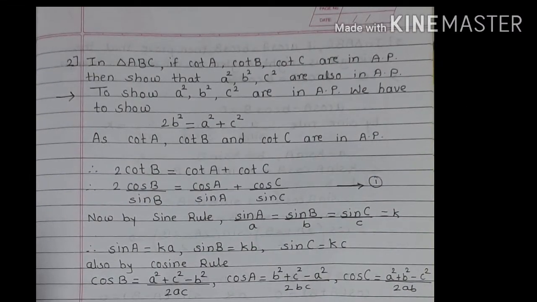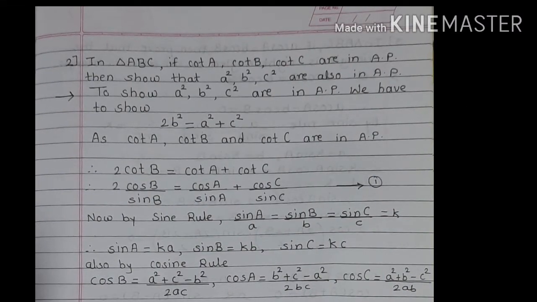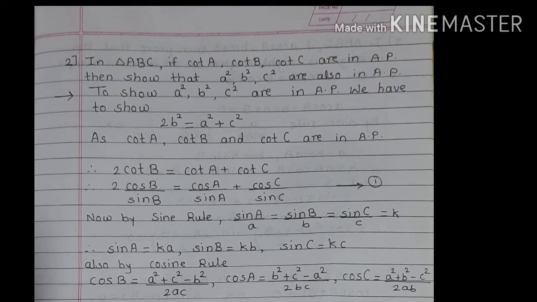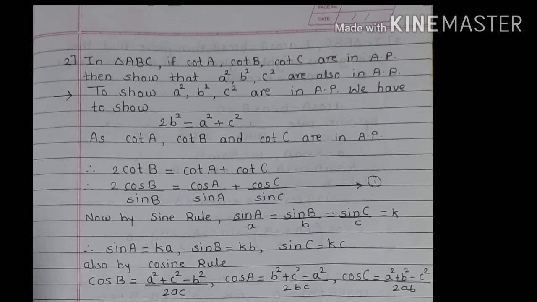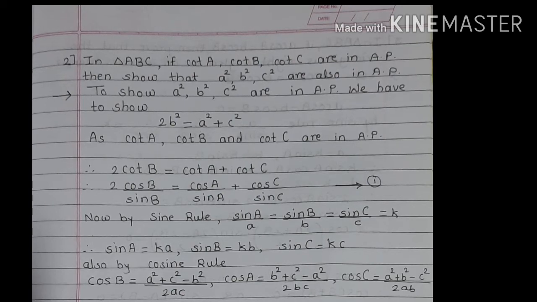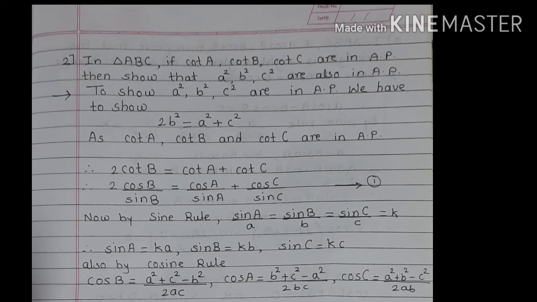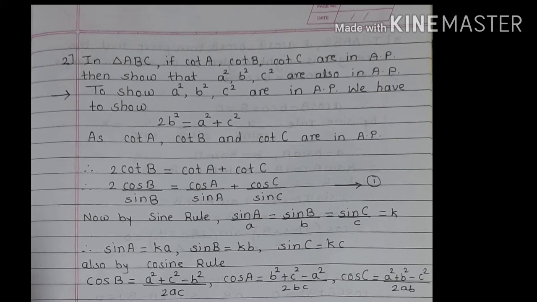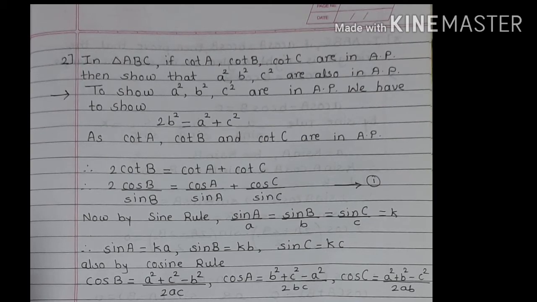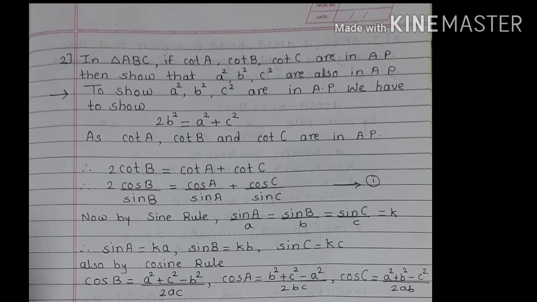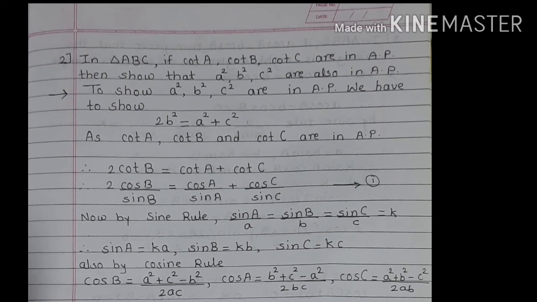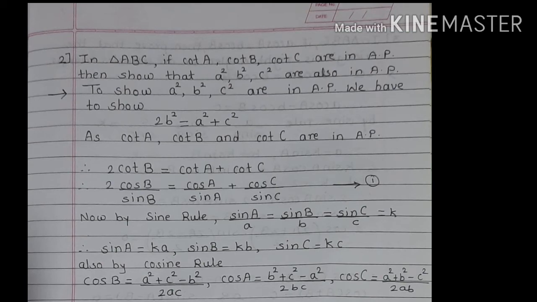Second example, in triangle ABC, if cot A, cot B, cot C are in arithmetic progression, that is AP, then show that small a square, small b square and small c square are also in AP. To show a square, b square and c square are in AP, we have to show that 2b square is equal to a square plus c square. You have learned this in your 10th standard also.